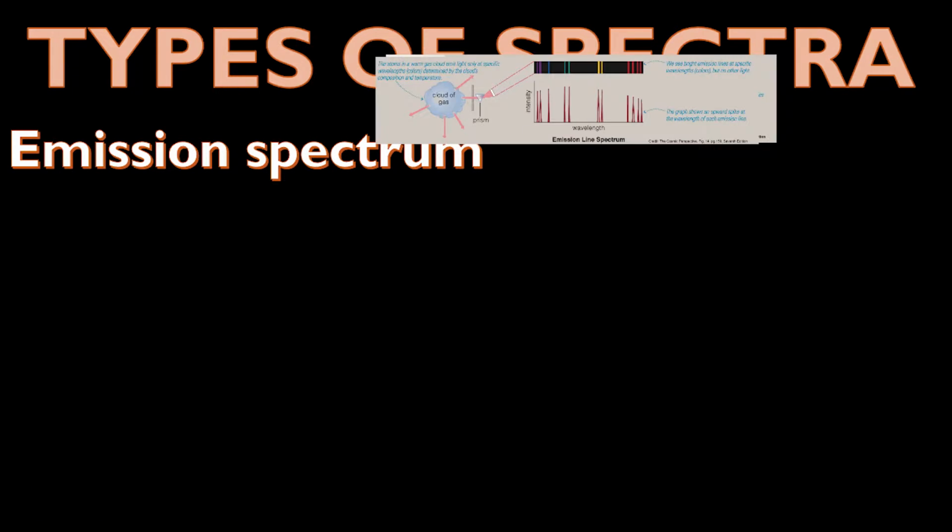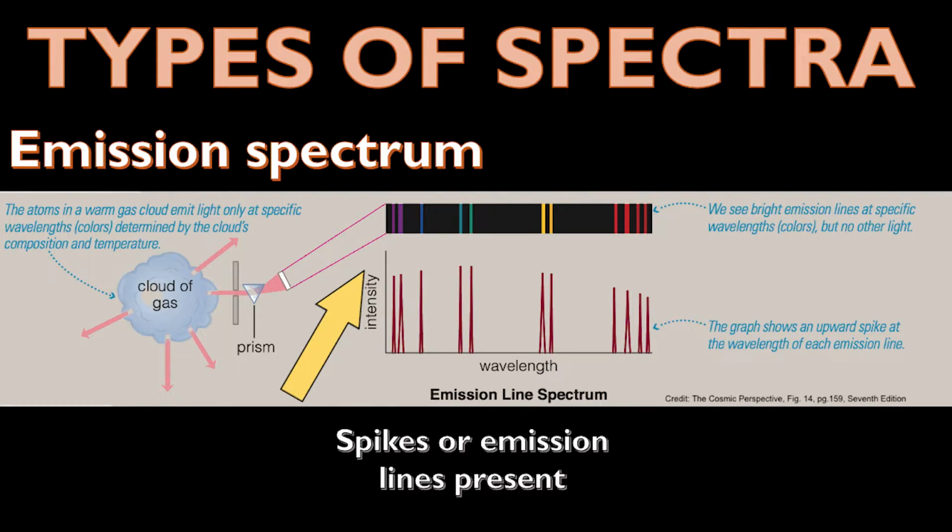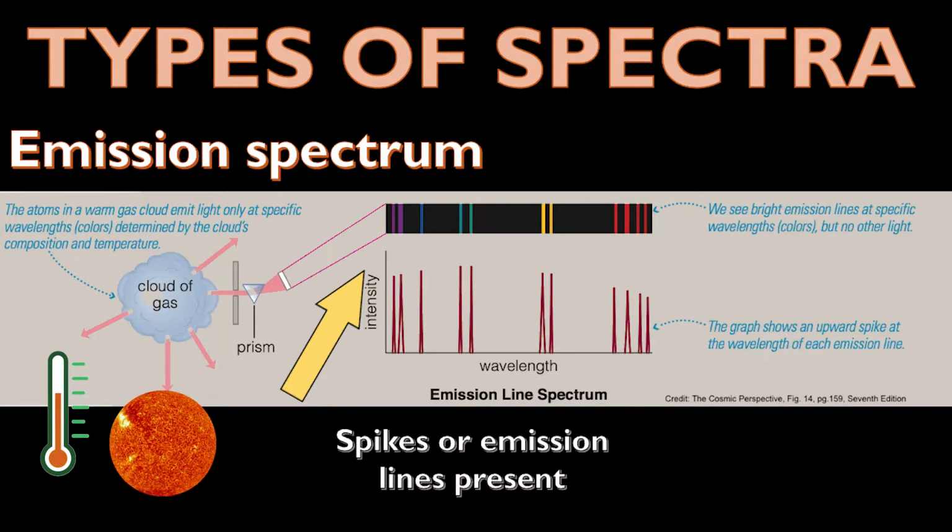When a light spectrum shows very bright lines appearing at specific wavelengths, it is a type of emission spectrum. For instance, clouds of hot gas can emit very bright lines in their spectra. The light emitted is determined by the properties of the cloud, such as its temperature and chemical composition.